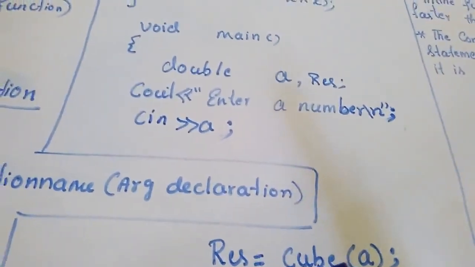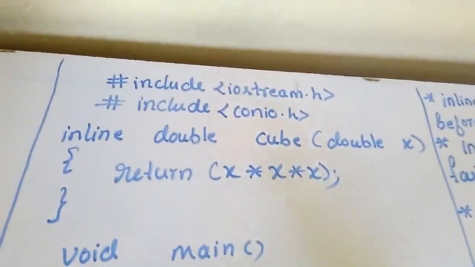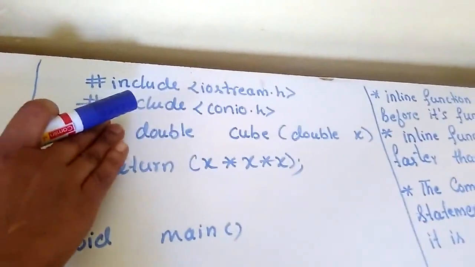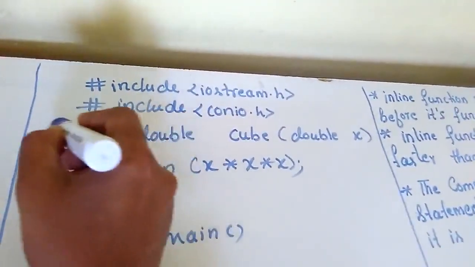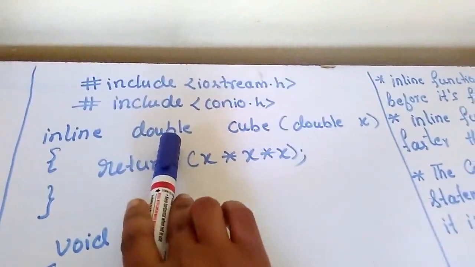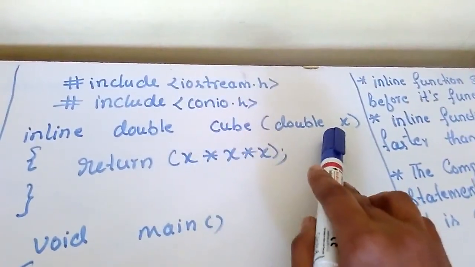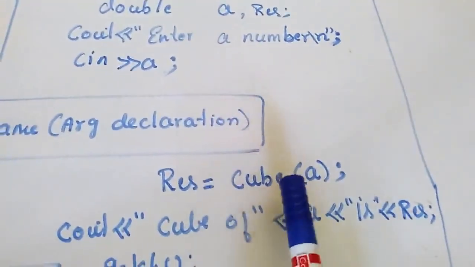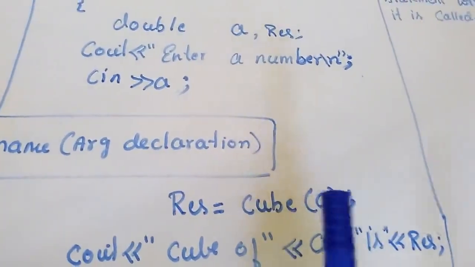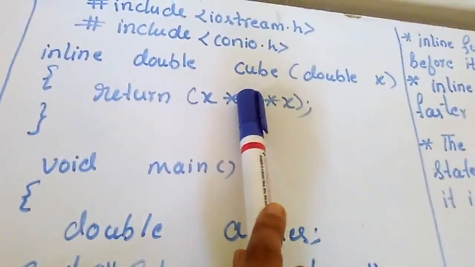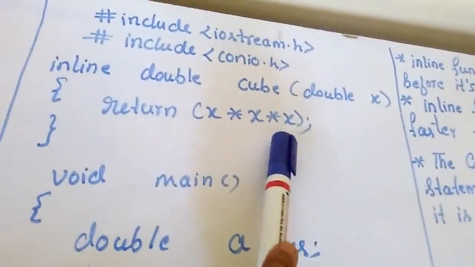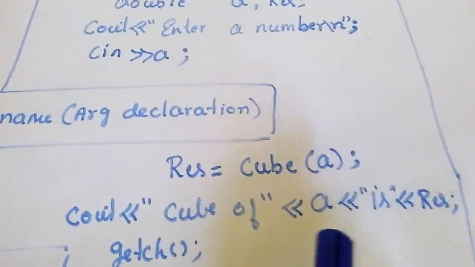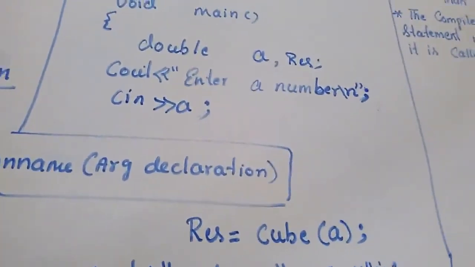Usually, without the inline concept, and inline is a keyword actually, if you are not using the inline keyword, it is a normal function with only the double return type specifier, function name and argument declaration. What happens? In a normal function call, control transfers from the function call to the function definition, executes the instructions, and then comes back to the calling function from where it was called. That is the normal process.